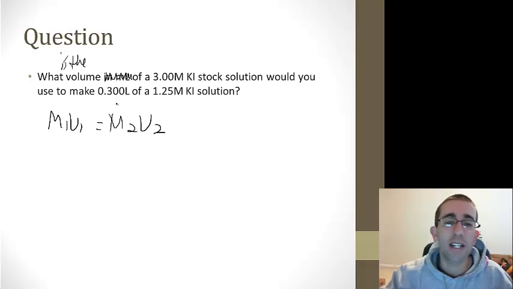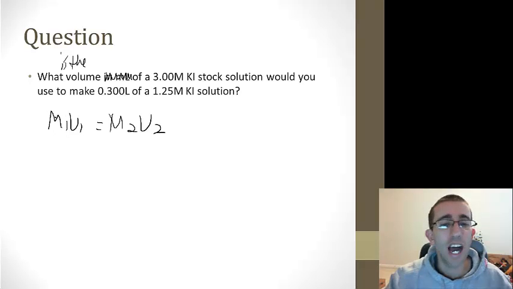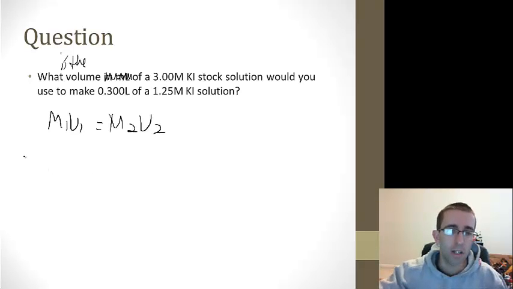The question I get all the time from students is how do you know which one's M1 and M2? You've got 2 molarities here. Well, M1 is always going to be your highest number with molarity. So find your highest number, that's the 3.0. So 3.00 molar.